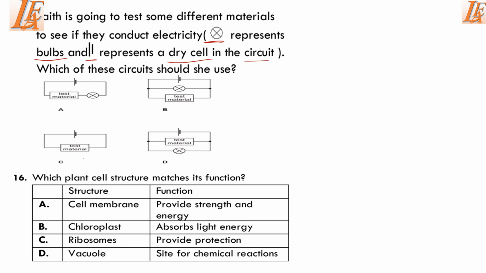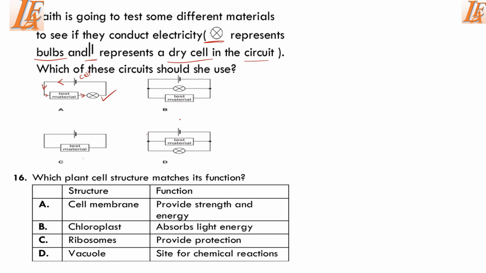So in this case, let's look at the first option. We have this dry cell here. This is the cell. Then the current will move from the positive terminal of the cell in this conductor. When it comes to this conductor, it will pass through this test material, then to the bulb. Now, if the bulb goes on, then it means this material is a good conductor. So Faith can use the first option.